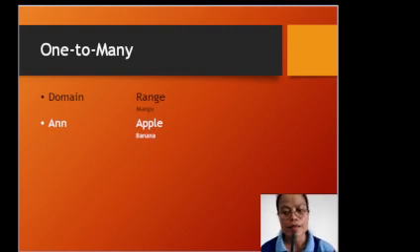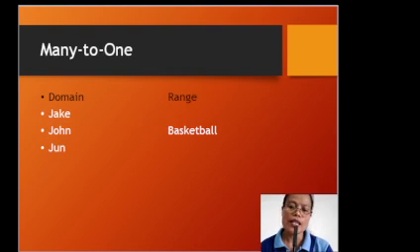How about this? The domain is only Anne, and the range, we have mango, apple, and banana. Since Anne is the only element in the domain and she is paired to three elements in the range, that is a one-to-many relation. The third is a many-to-one relation. The domain here, we have Jake, John, and June, and the range is only basketball. So we have many elements in the domain, and there is only one element in the range, that's basketball. So that is a many-to-one relation.